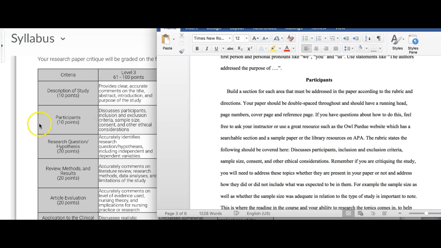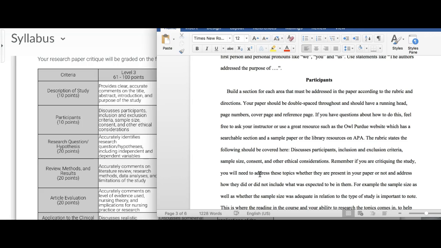The second section I wrote was participants. Remember, in the participants section, you're critiquing the inclusion and exclusion criteria. That's another thing that you might not always find in a research study, so you want to go back and find it. Tell us what it was. Did the authors discuss it, and what were the inclusion and exclusion criteria? And if the authors did not discuss it, can you identify anything that would be inclusion and exclusion criteria?